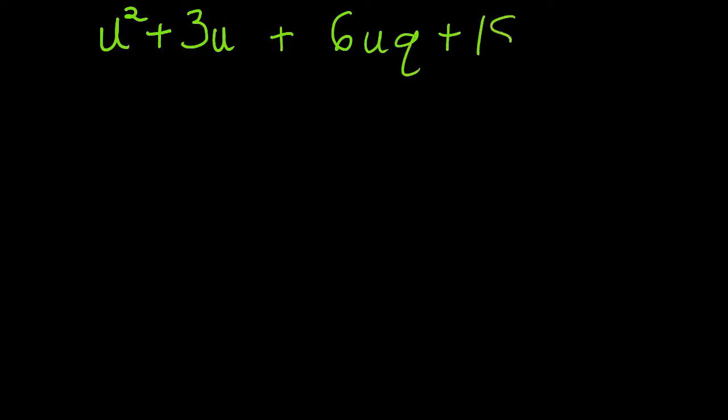Now we're going to factor by grouping, and we're going to do this with a 4-term polynomial. We've got u squared plus 3u plus 6uq plus 18q. And here's what you do. Put parentheses around the first two terms. Put parentheses around the second two terms.